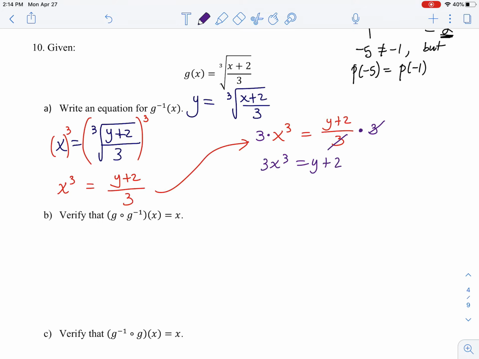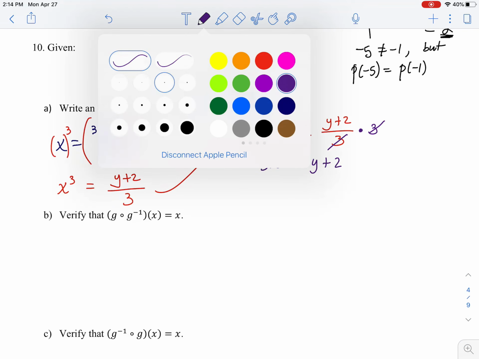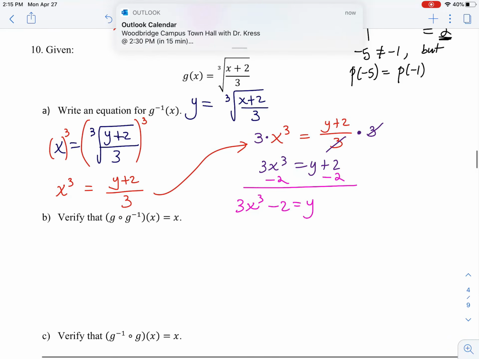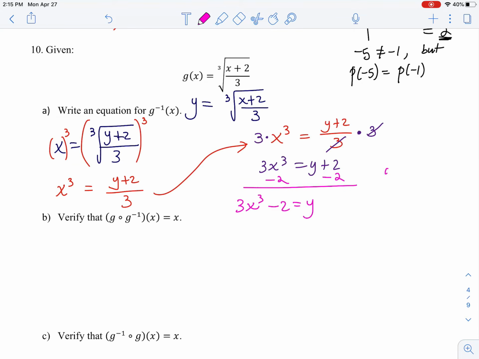What's the very last step over here, guys? Get rid of that plus 2 by subtracting 2. I'm bringing all these colors onto this problem. 3x cubed minus 2 equals y. And then let's go ahead and rewrite this as a beautiful g inverse of x in inverse notation. And this is the inverse of g of x. That's how we write it, using a whole bunch of inverse operations, right?